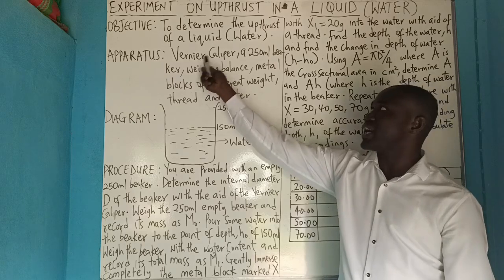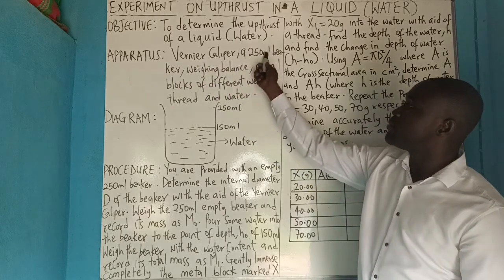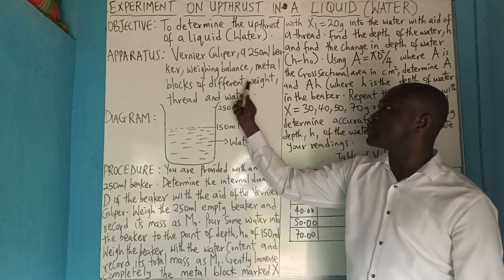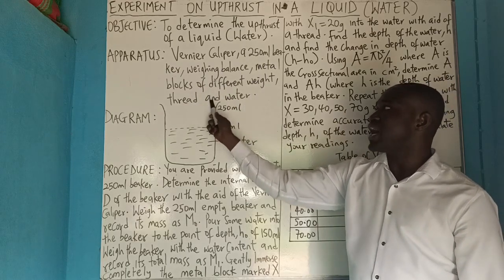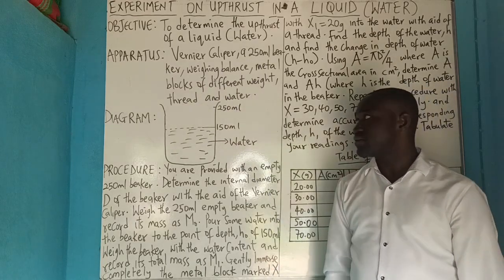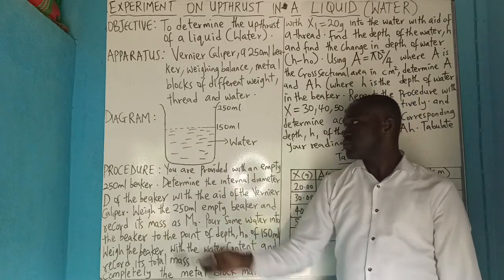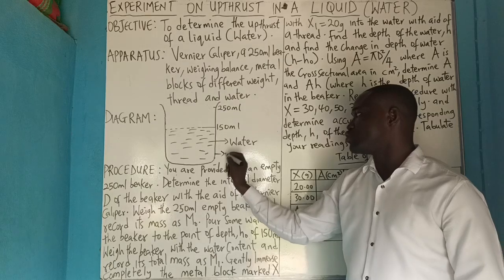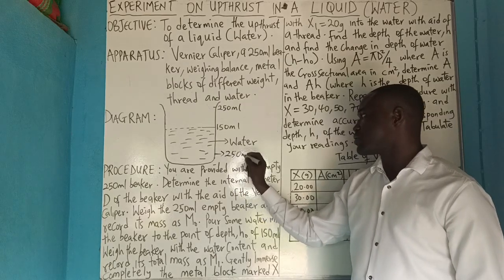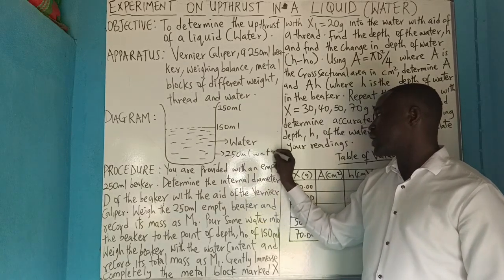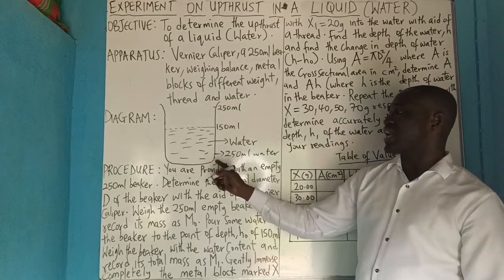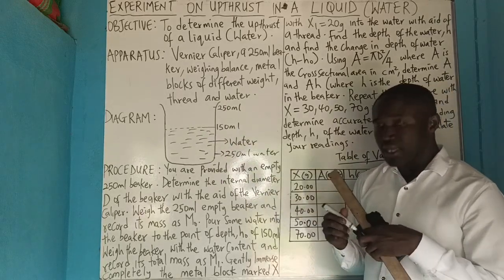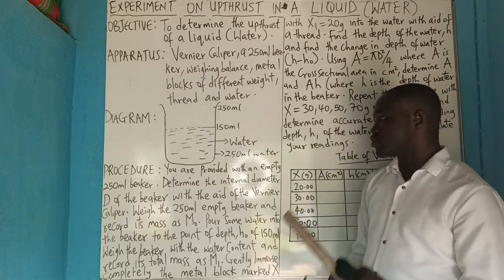Apparatus: you see a vernier caliper, a 250 ml beaker, a weighing balance, metal blocks of different weights, thread, and what? Water. Look at the diagram. This is just the beaker. Then this is water at 150 ml, and this is the 250 ml beaker. Okay? Let's see the procedure, so to speak.